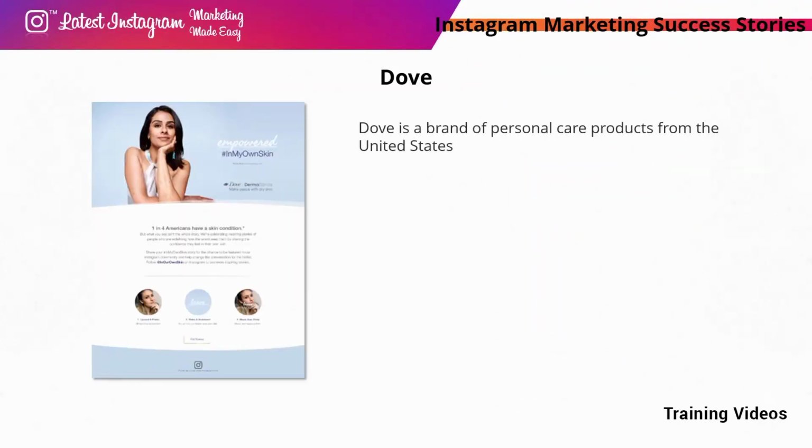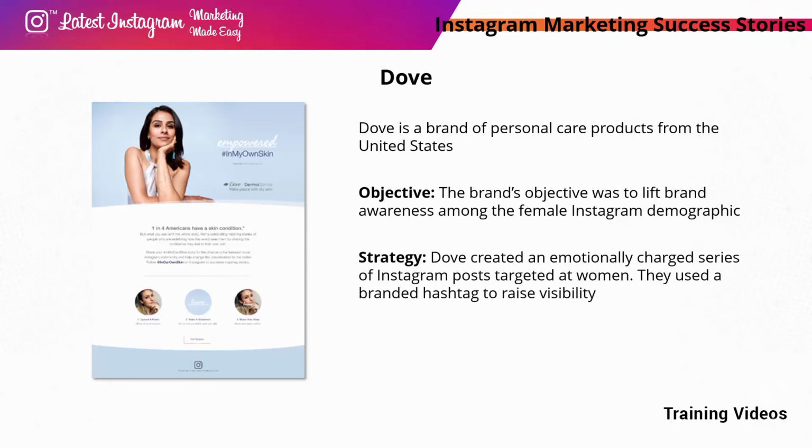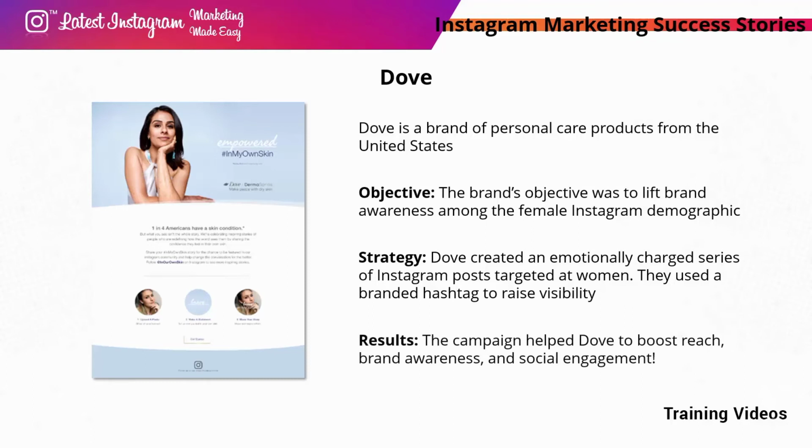Dove. Dove is a brand of personal care products from the United States. Objective. The brand's objective was to lift brand awareness among the female Instagram demographic. Strategy. Dove created an emotionally charged series of Instagram posts targeted at women. They used a branded hashtag to raise visibility. Results? The campaign helped Dove to boost reach, brand awareness, and social engagement.